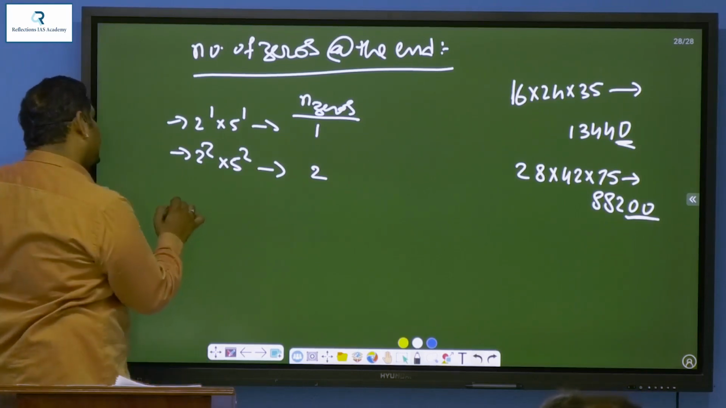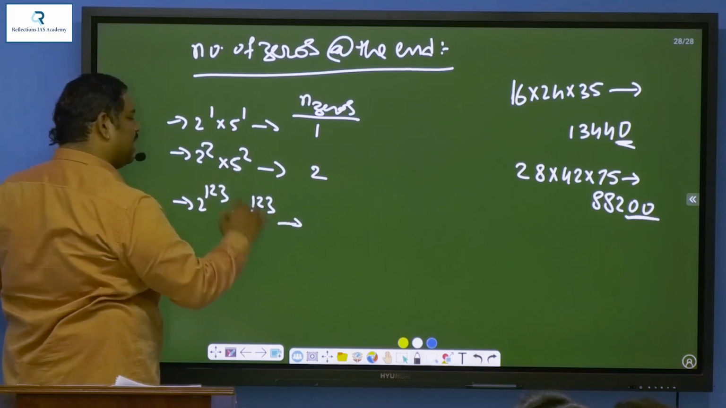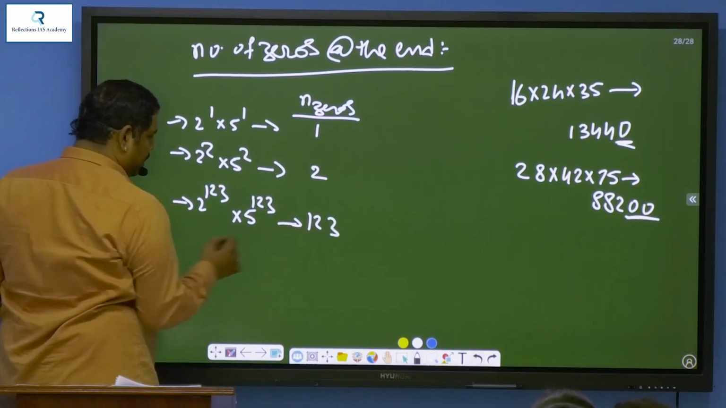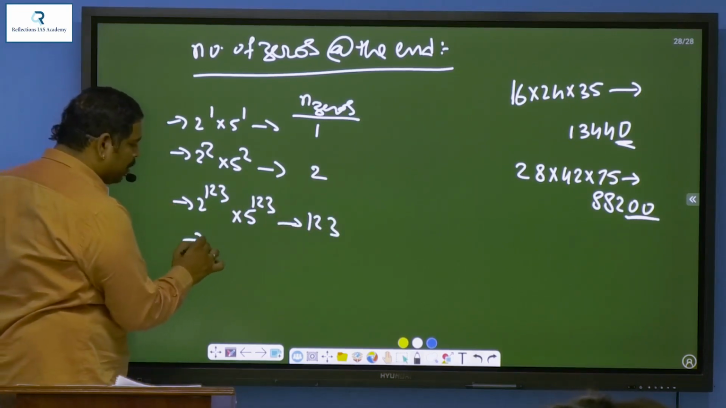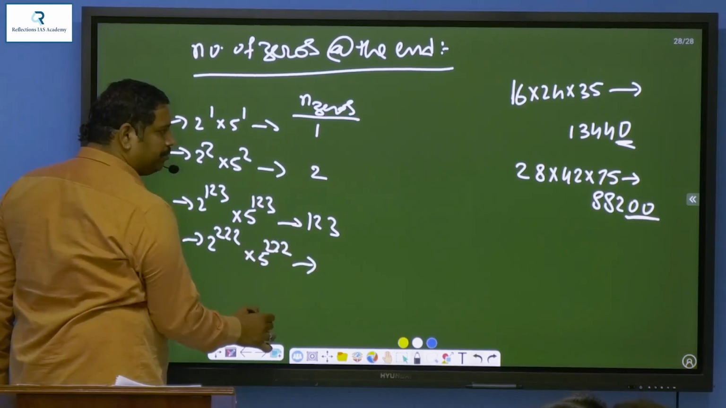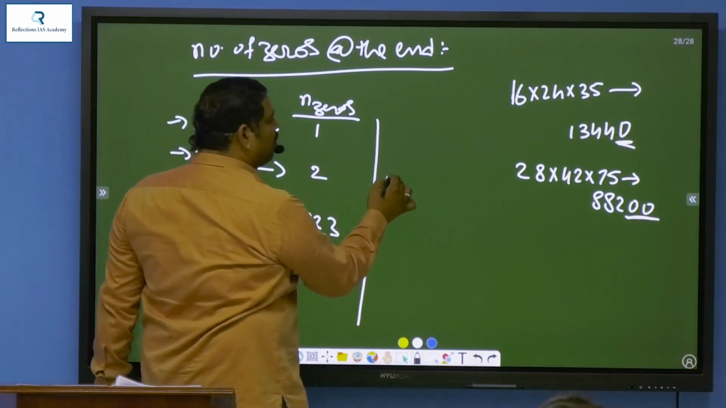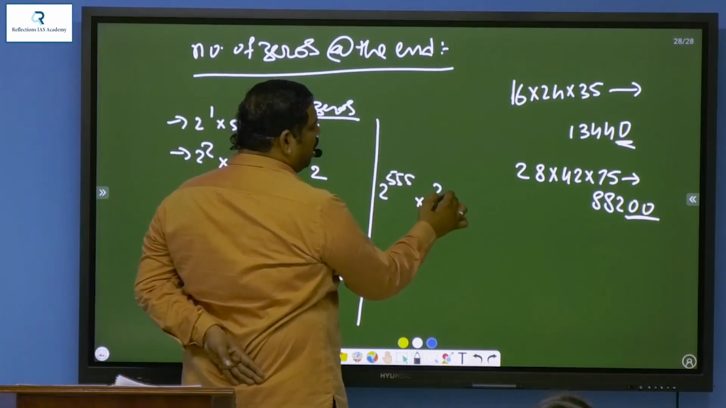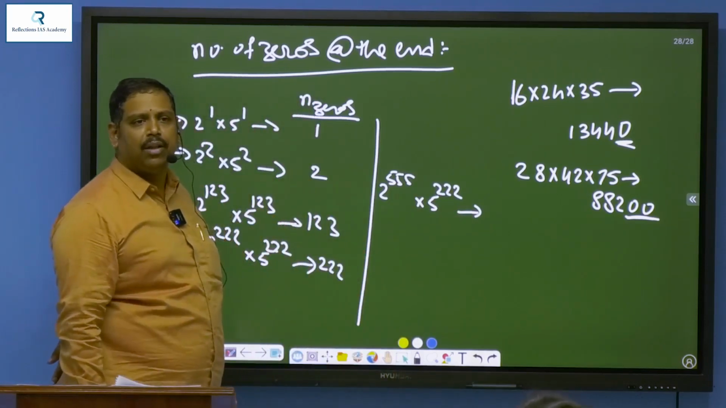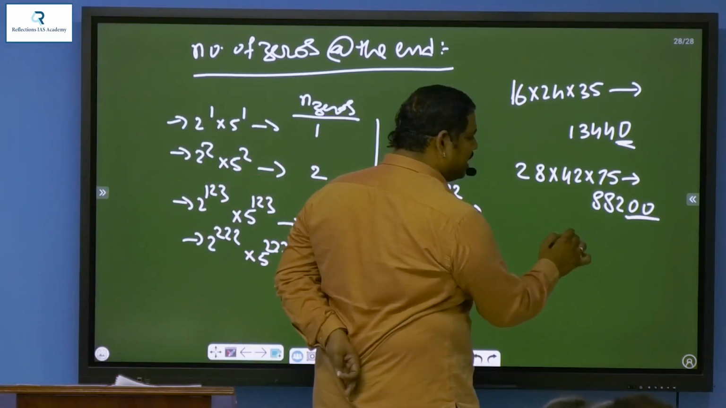Now tell me, 2 power 123 into 5 power 123. How many zeros will you get at the end? 123. Good. Is this clear? Another example: 2 power 222 into 5 power 222. How many zeros? 222. Superb. Now I want to change the question: 2 power 555 into 5 power 222. How many zeros will you get? 222 only, because 5 power 222 is there.